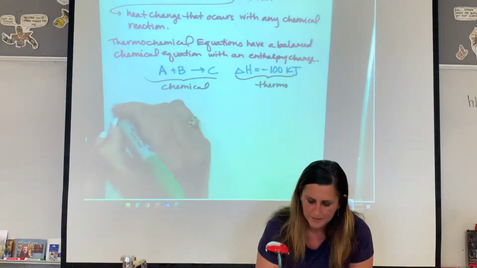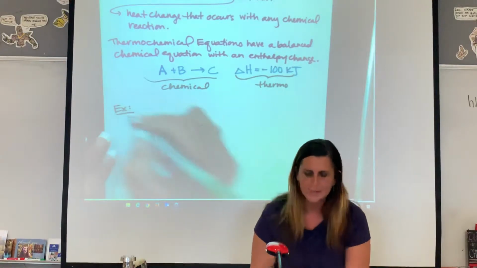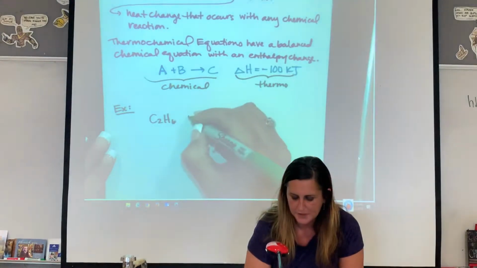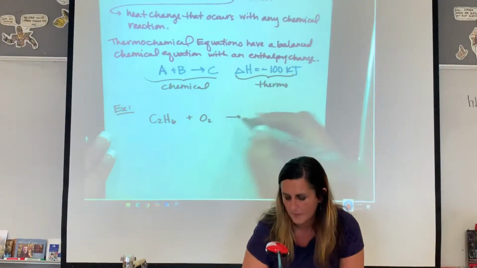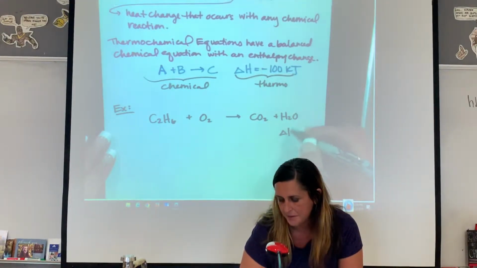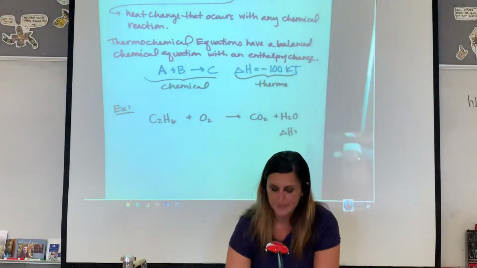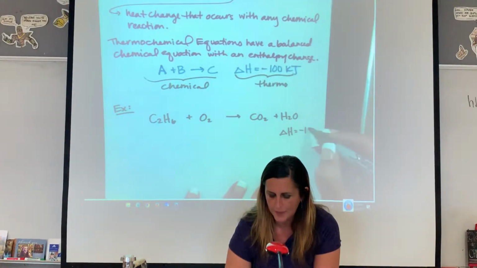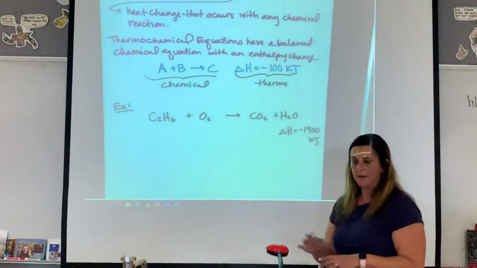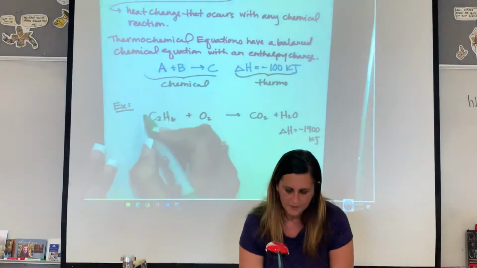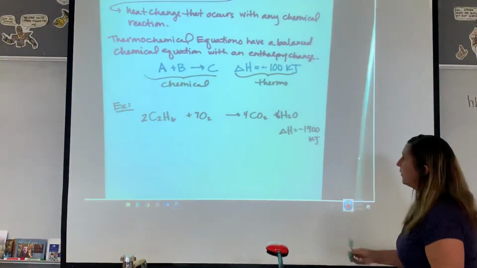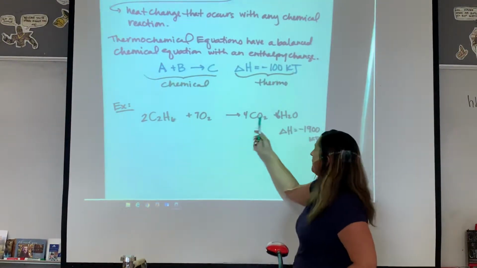Okay, so we're just going to go through a couple of really quick examples here, and we're going to look at the combustion of C2H6 as our example. And I'm going to give this just a really general delta H of negative 1,900 kilojoules, in that ballpark. Now I would balance this equation, and those coefficients would be 2, 7, 4, and 6.